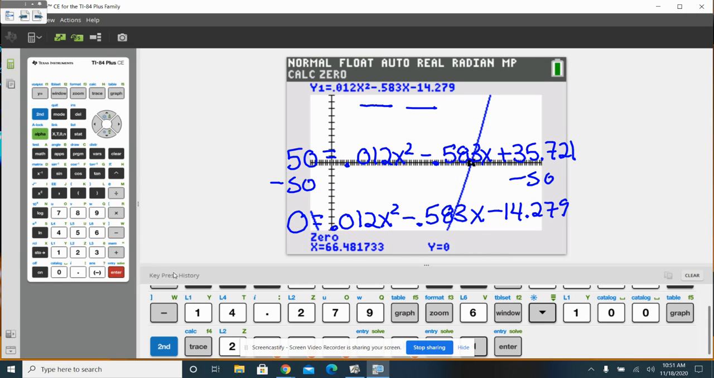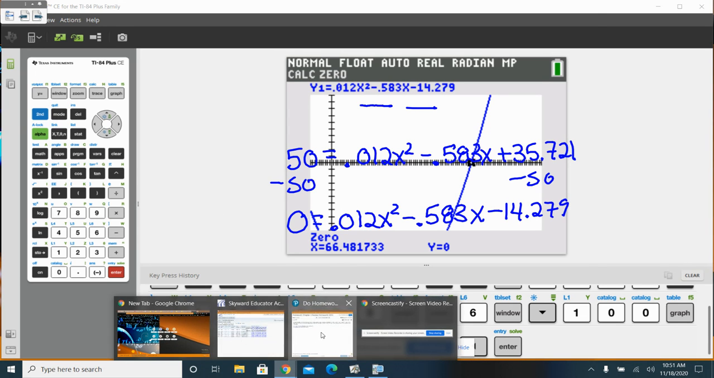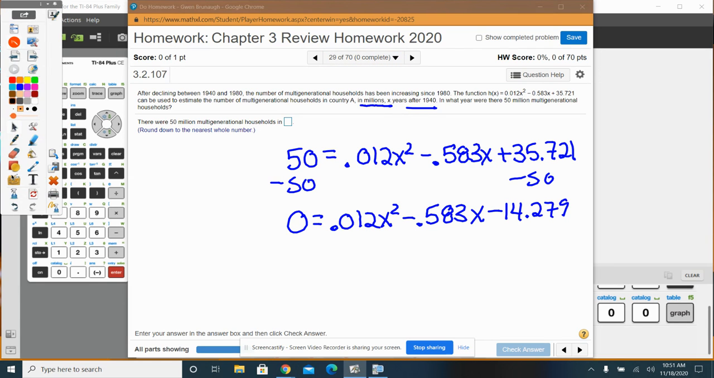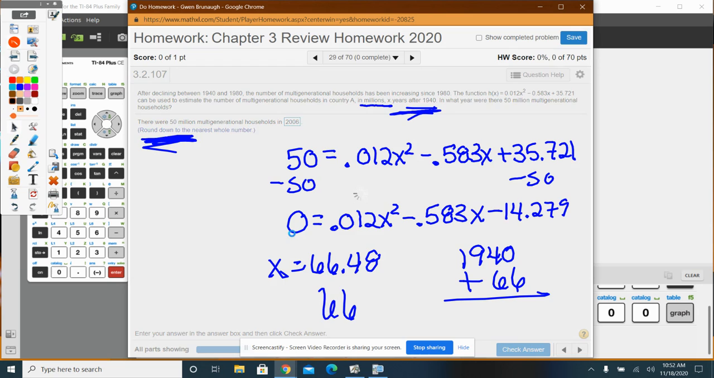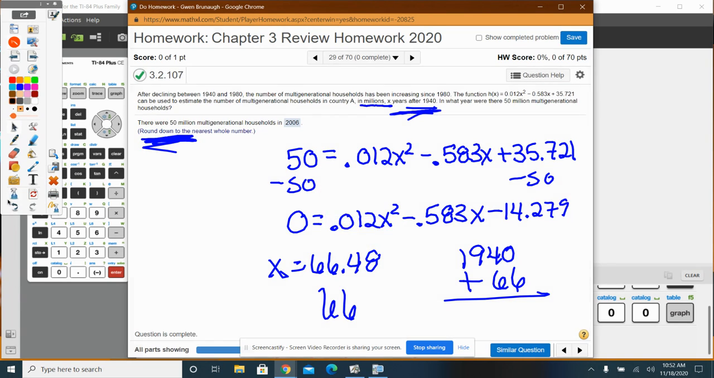And you got to be really careful here because x is 66.48. So this is where I messed up earlier doing this problem with somebody else. x is 66.48. They want me to round down, so that's 66, but they want to know what year it is. And x is years after 1940, so you're going to have to take that 1940 plus 66, and you get 2006 as an answer. Okay, so that one was pretty tricky.